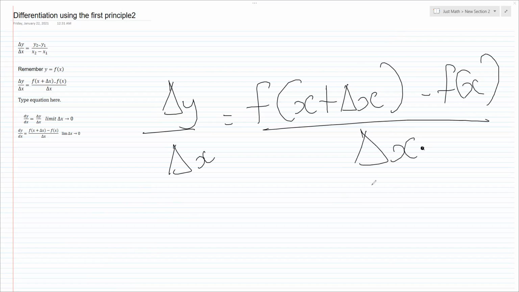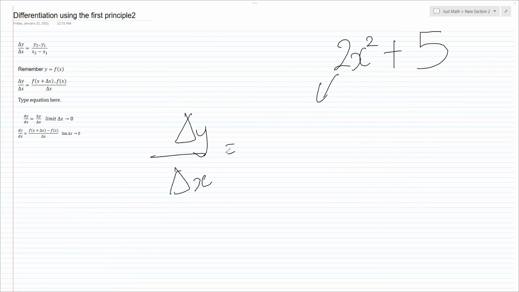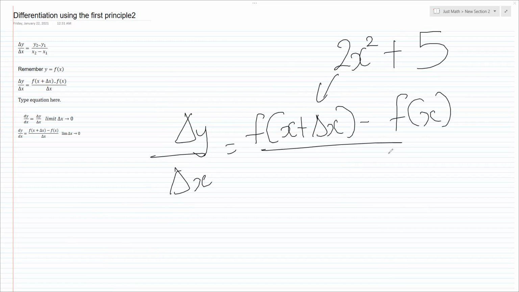Okay, so let's try an equation. Let's try 2x squared plus 5. And we're asked to differentiate with the first principle. So the first thing you do is just to bring out your equations first. Delta y over delta x, that will be f of x plus delta x minus f of x over delta x.